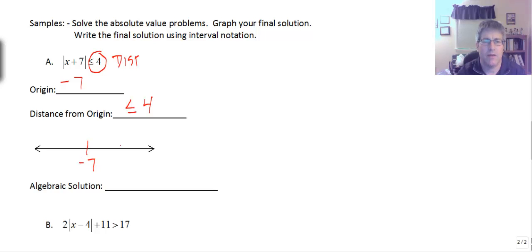So -7 is our origin. I need points that are 4 units away, so 4 units to the right and left. So -3 and -11 are 4 units away. And I want all the points that are less than or equal to 4 units away. Well, all of these points in the middle here are less than 4 units away from our origin of -7. So our algebraic solution is all the points between -11 on the low end and -3 on the high end, inclusive.